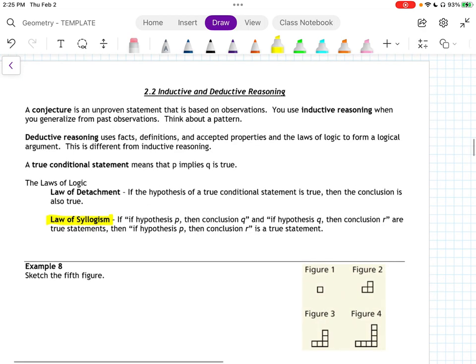Let's read here. A conjecture is an unproven statement that is based on an observation. All right, let me read that again. A conjecture is an unproven statement that is based on observations. Okay, so you see something happening and you say, hey, look at this. This is happening. You use inductive reasoning when you generalize from past observations. So think about a pattern.